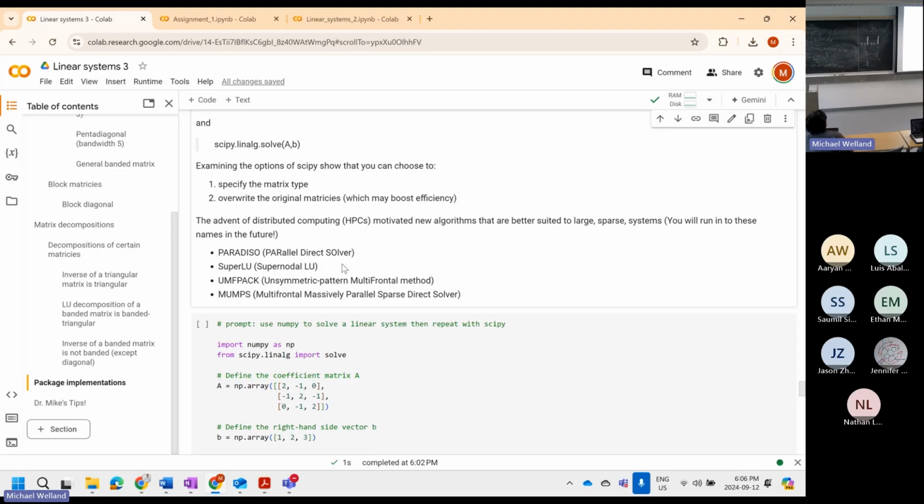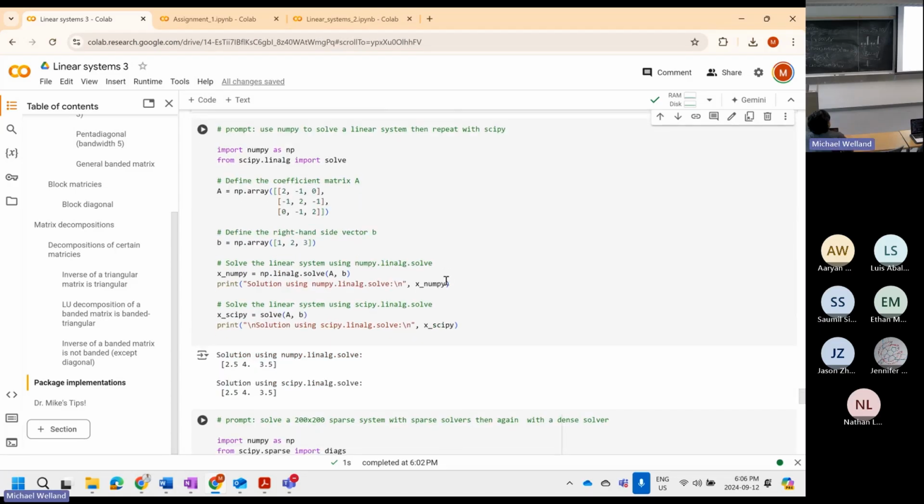SciPy actually has SuperLU built into it, so you can access it right away, which is kind of nice. UMFPACK, MUMPS, and PARDISO, you have to import. If you do want to play around with that, you can actually ask Gemini to give you the code, and then it'll tell you how to bring it into the Google Colab environment, which is kind of nice if you want to play with it. Okay.